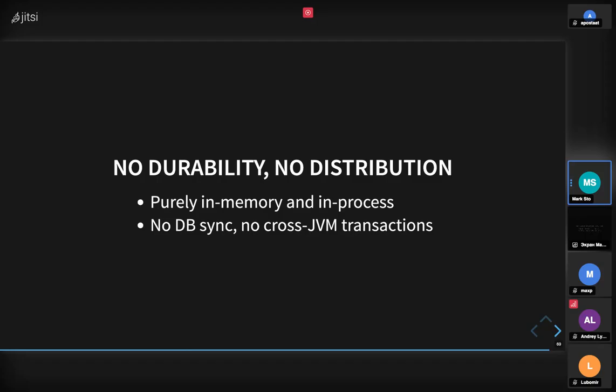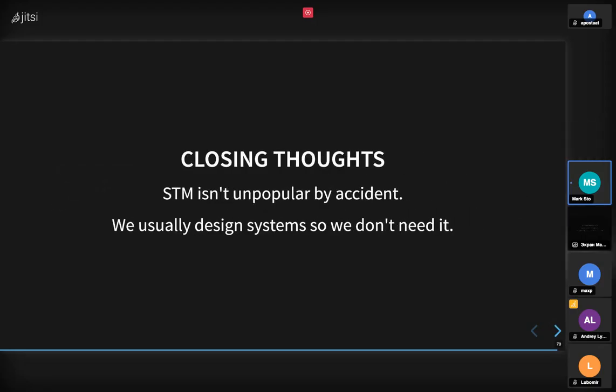Therefore, in the larger systems, you still have to rely on a database, queue, log of transactions, and STM becomes only a local optimization for your derived state. So if you have to remember one thing from the talk, STM isn't unpopular by accident. We usually design systems so we don't need it. And that's a good sign. We offload transactional guarantees to a source of truth, or we get it by construction, by serialization, or a single unit of change. Use STM when you must, and only when you absolutely must.